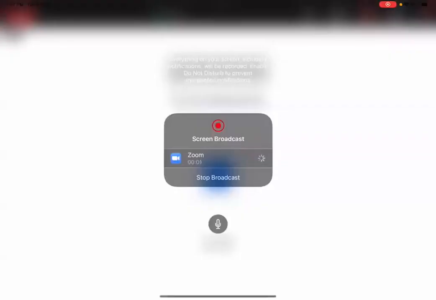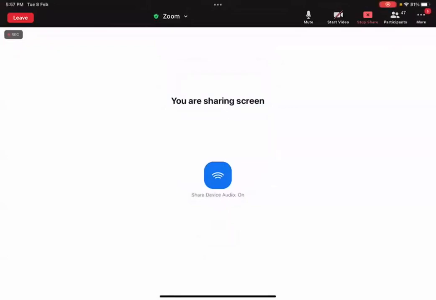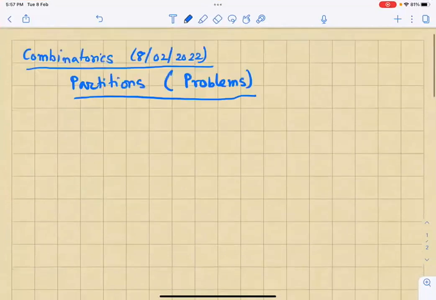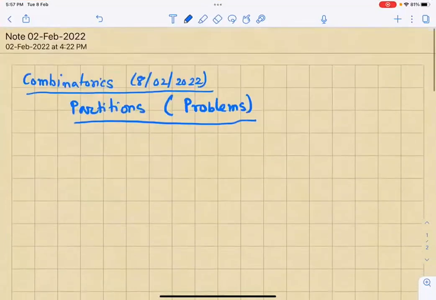Give me just a few minutes. Settings. Can you see the screen? Yes. Okay.